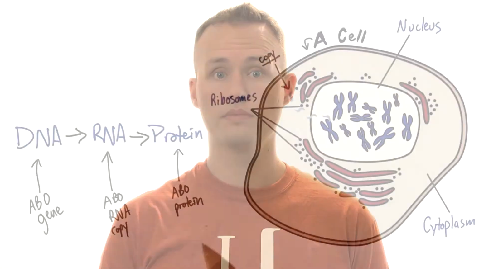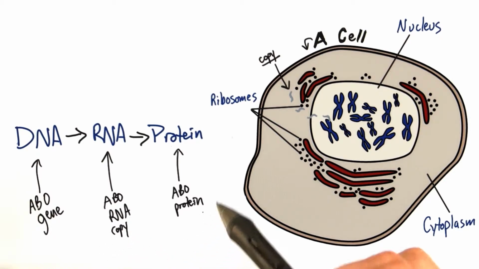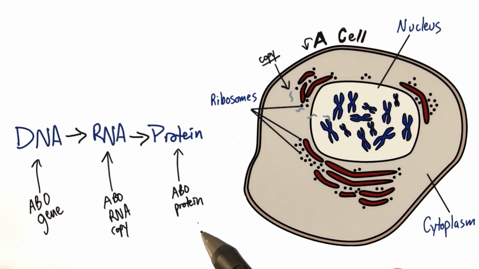But first, we should learn a bit more about this RNA copy that's so critical to the transfer of genetic information. So if we follow the central dogma in our example of blood type, our ABO gene made of DNA is going to be turned into an ABO RNA copy that can be trafficked to the cytoplasm, and here it will be turned into the ABO protein by ribosomes.